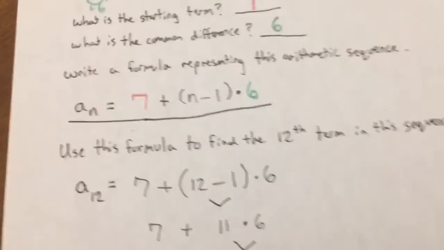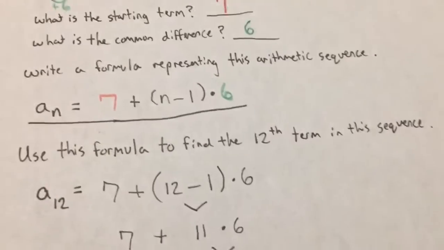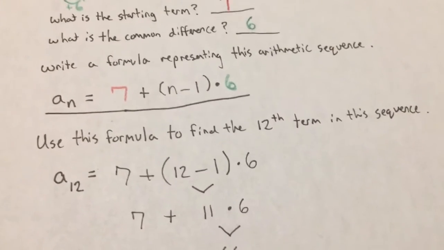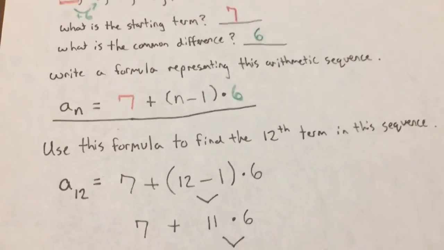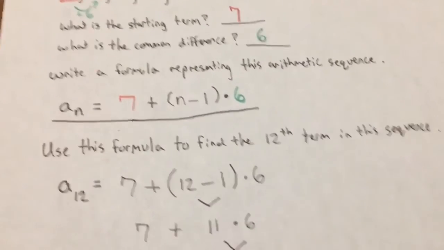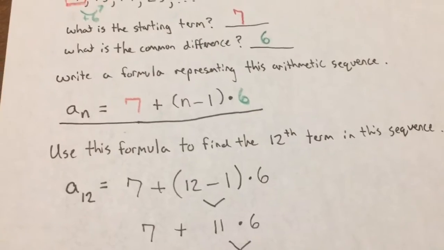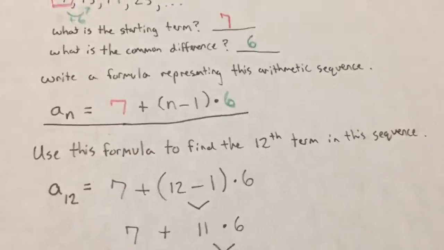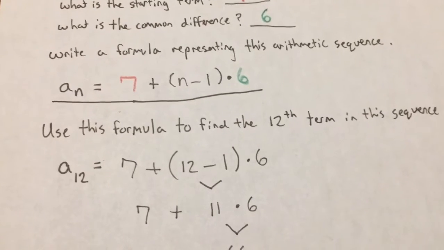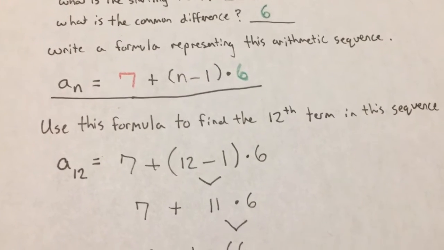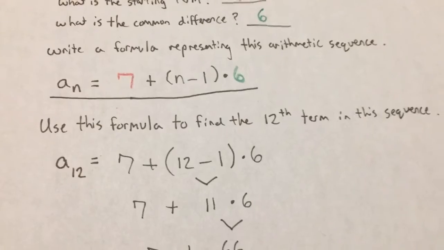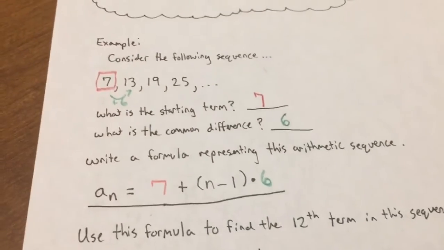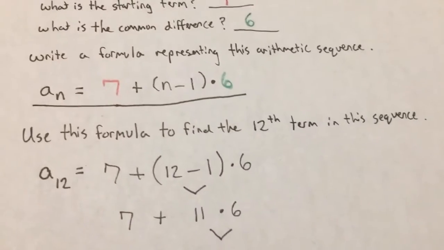The great thing about this formula is that we can use it to find any term in the sequence: the 100th term, the 250th term, the 1000th term, and so on. That's the beautiful thing about using the arithmetic sequence formula: we can find the position for any term in any number pattern, just as long as we know the starting number and the common difference.